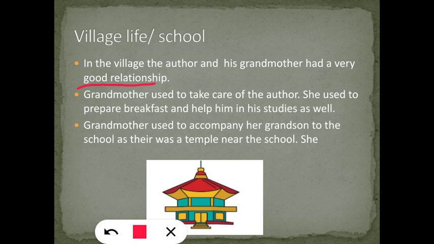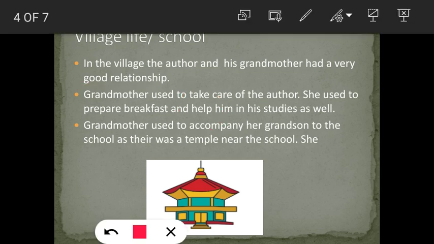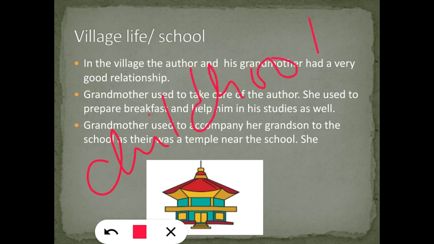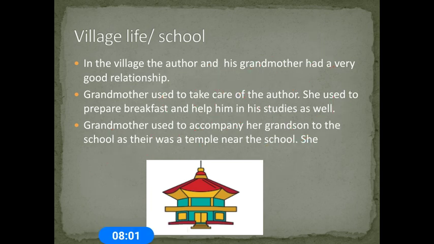And we are referring to the phase when the author was a child. So, the childhood phase. The author had a very, very good relationship when he was a child, because obviously he was dependent on his grandmother for everything. Number two, grandmother used to take care of the author. She used to prepare breakfast and help him in his studies as well.